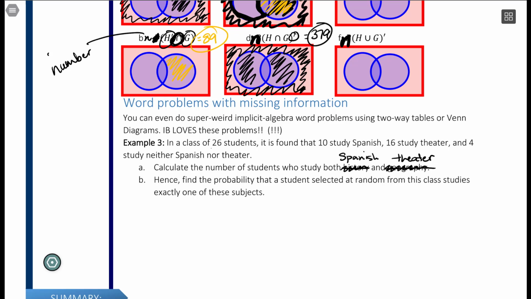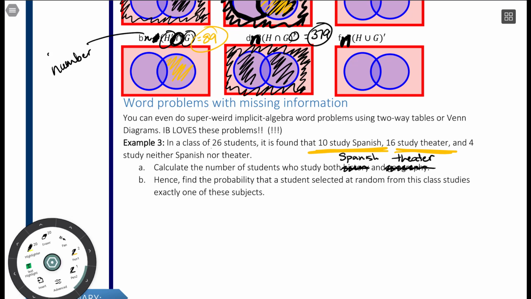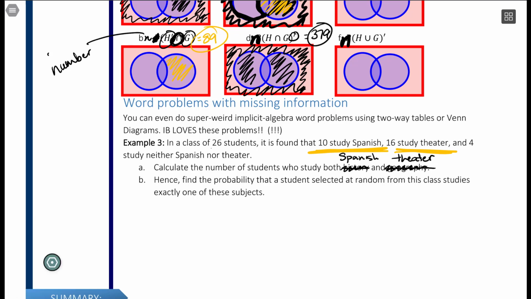In a class of 26 students, it is found that 10 study Spanish, 16 study theater, and 4 study neither Spanish nor theater. So what we want to try and recognize is that the fact that we have two different classes here, and those can represent two different events really in our world, okay? And if we've got multiple events, that should tell you, hey, maybe we want to look at this in terms of like a Venn diagram, right?